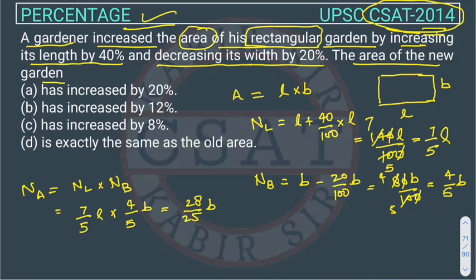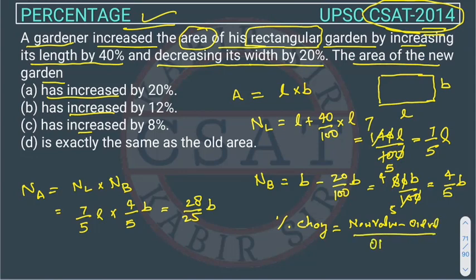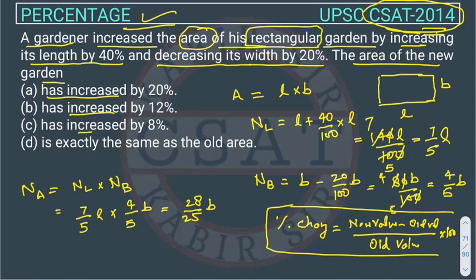What is it asking? He is asking the area of the new garden, whether it increased or decreased. So we have to find the percentage change. We know the formula of percentage change is new value minus old value upon old value into 100. So this is the percentage change of anything, right? So we will just put the values in this formula. It will be 28 upon 25 LB minus the old value, which is LB.